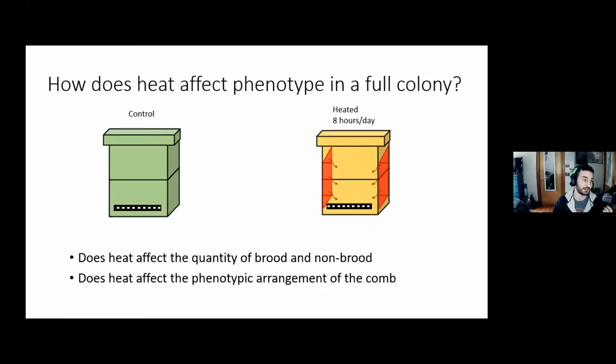Next, does heat affect the phenotypic arrangement of the comb? That's the figure I showed you guys before. And I'm very confident that it does, but I'm excited to actually look at whether it affects the phenotypic arrangement of comb in a full-size colony. And finally, is the phenotypic arrangement of comb resilient? So what I'm going to do is heat these for 4 to 5 weeks to let the initial change in phenotype take place, and then turn the heat off and continue to measure quantity of brood and non-brood and the phenotypic arrangement of the comb, and see if it can recover after some time being unheated.